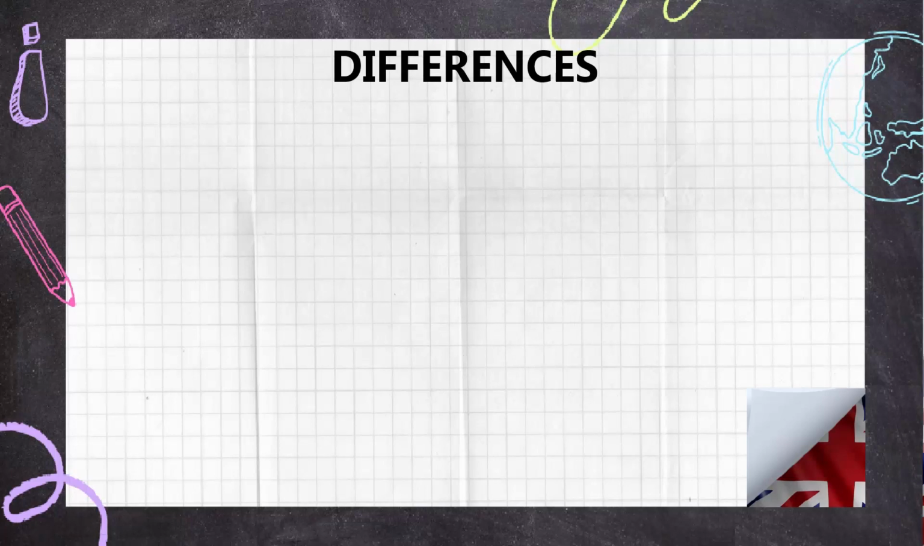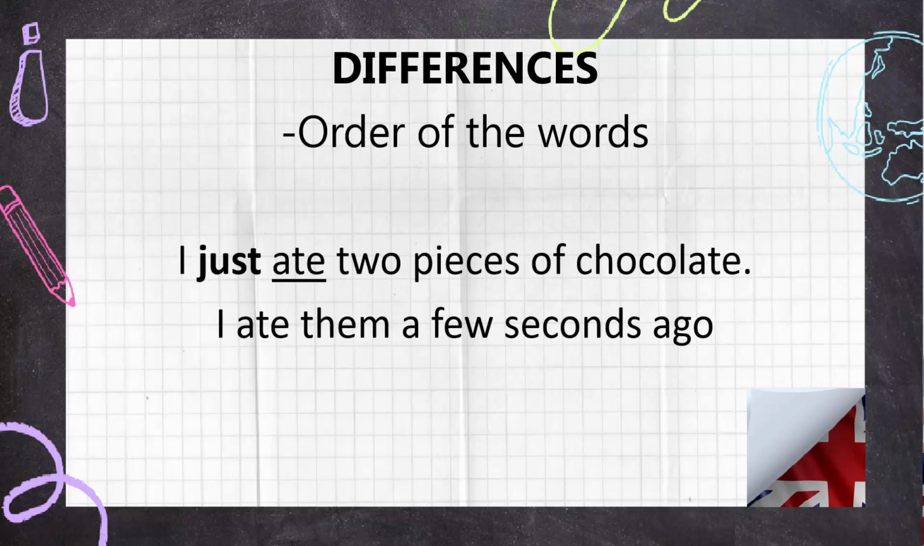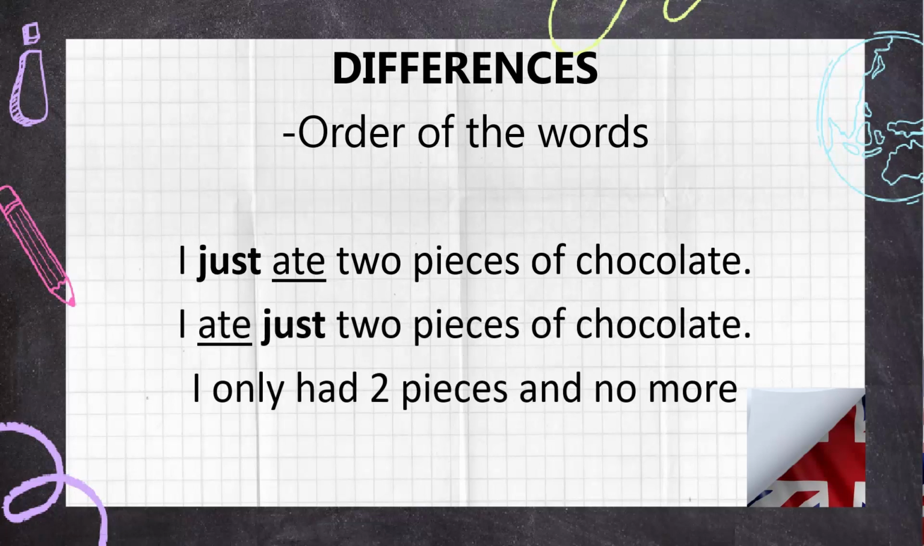Let's see the differences. The only difference is the order of the words in a sentence. For example, I just ate 2 pieces of chocolate. I ate them a few seconds ago. That's what it means. If we say, I ate just 2 pieces of chocolate, it means that I only had 2 pieces and no more. So the order of the words is very important because it changes the whole meaning of the sentence.